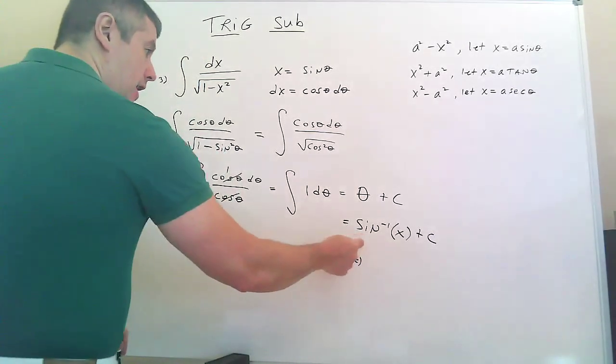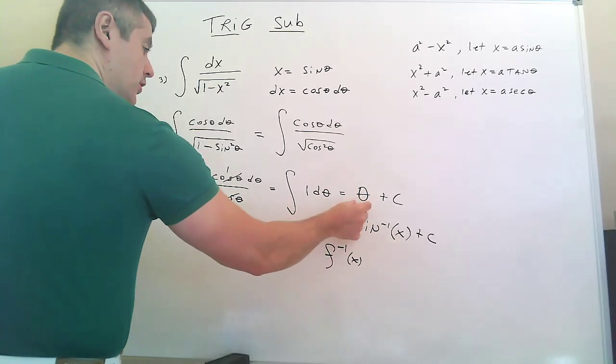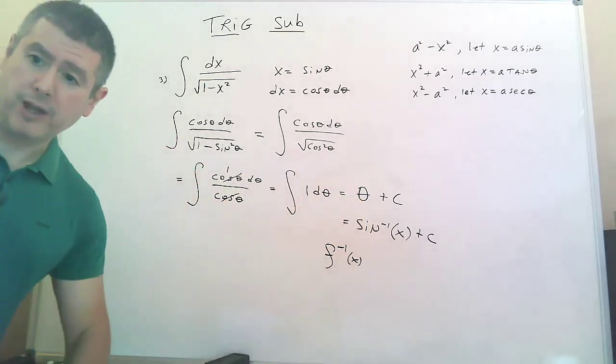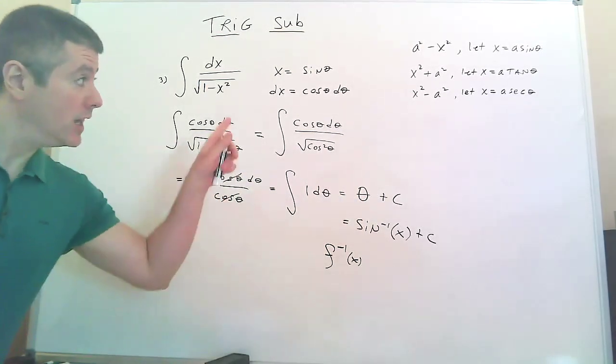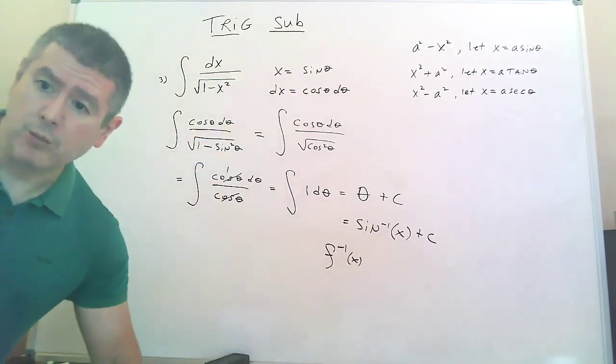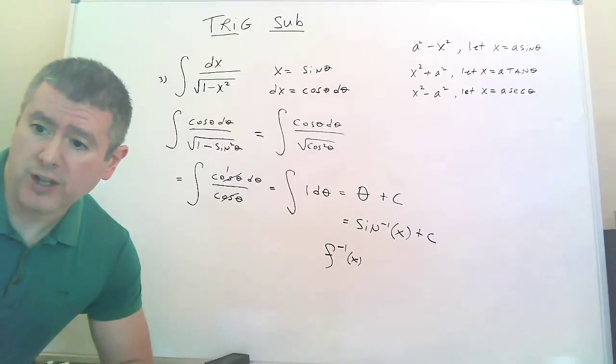So here, the only way to get the angle theta, you don't need a right triangle in this case. You don't have to draw the right triangle. You just replace theta with the inverse. And in this case, since I used sine, had I used tangent here, it would have been inverse tangent. So it's always the inverse of whatever function.